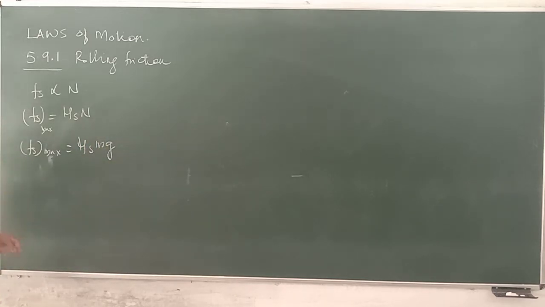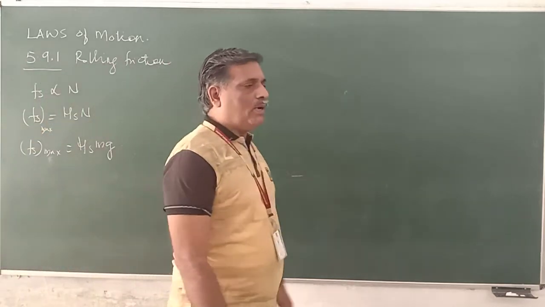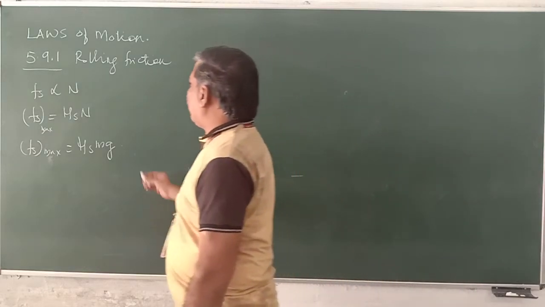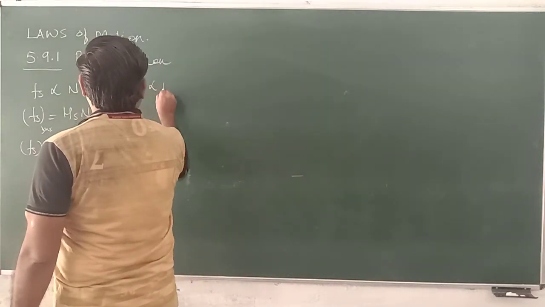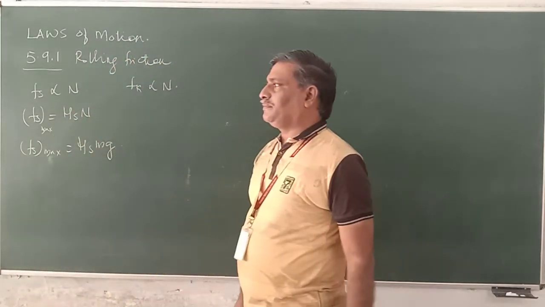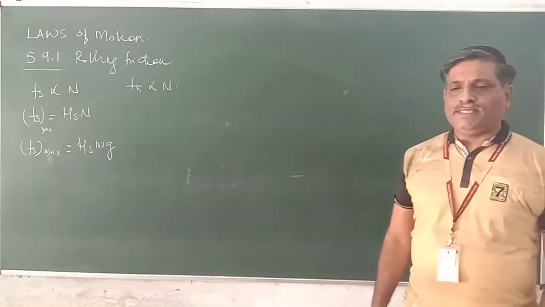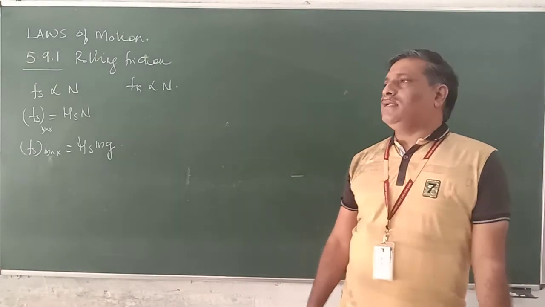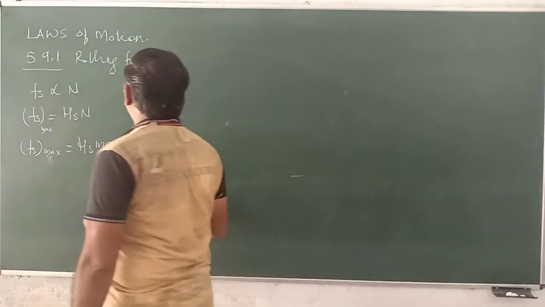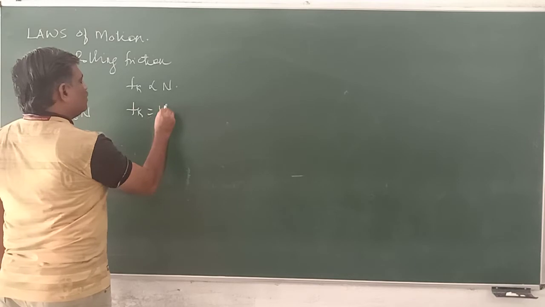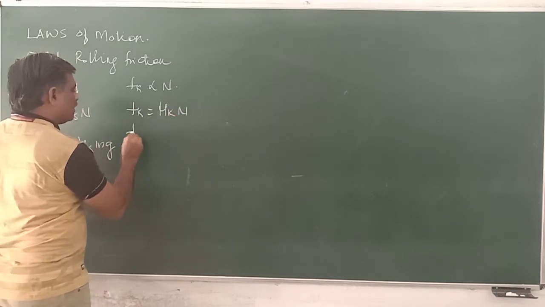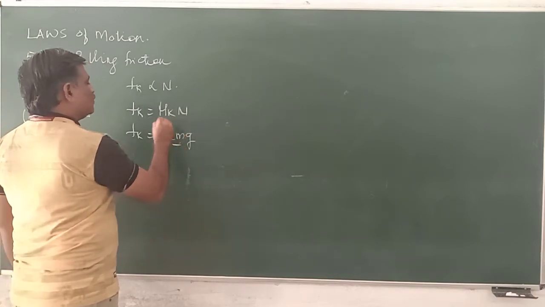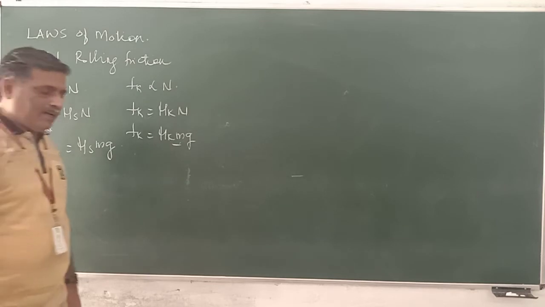This is independent of area of contact. It only depends on the nature of the surfaces in contact. Similarly, there is kinetic friction. Fk is directly proportional to the normal reaction. Fk also is independent of area of contact. It is independent of velocity and it only depends on the nature of the surfaces. Fk is equal to mu k N, or Fk is equal to mu k mg. So mu k is called the coefficient of kinetic friction.